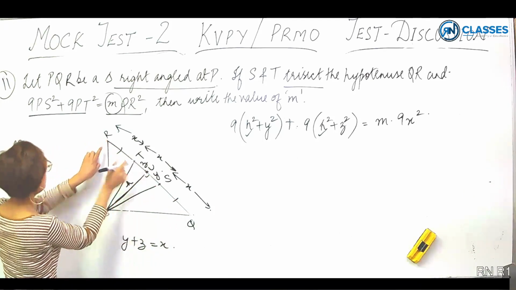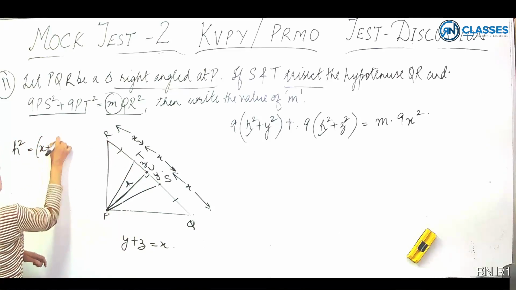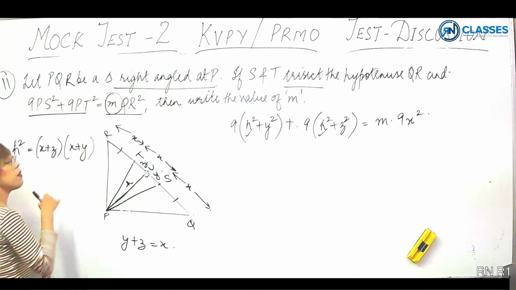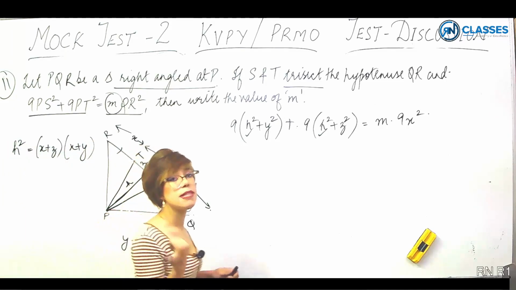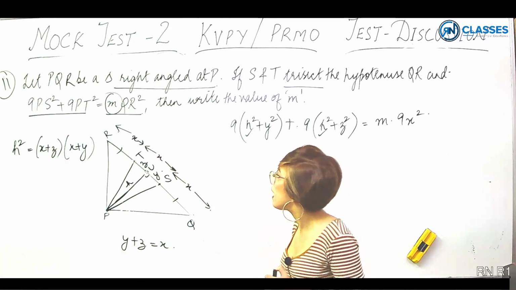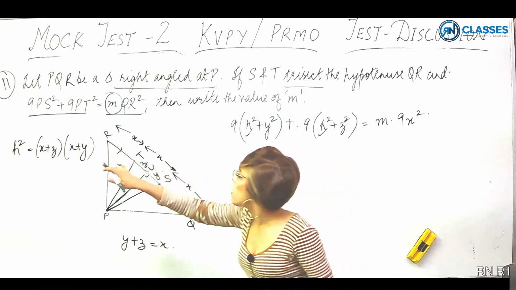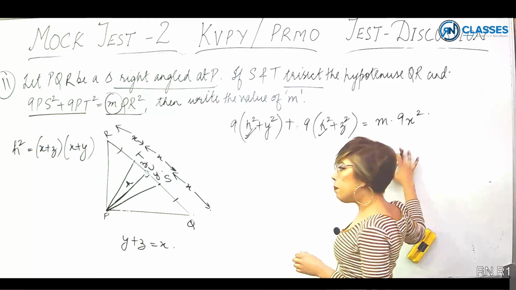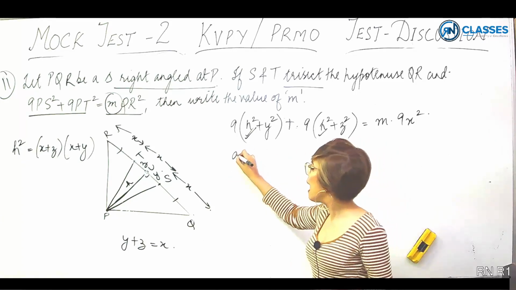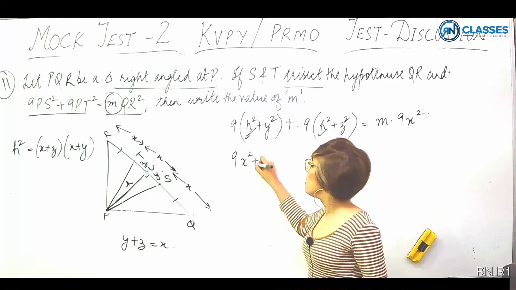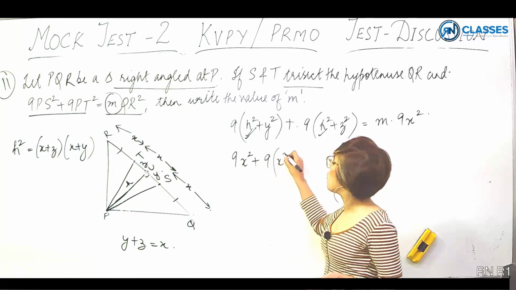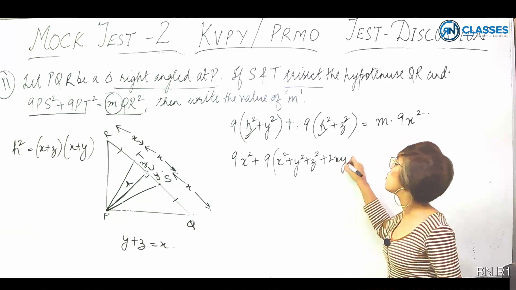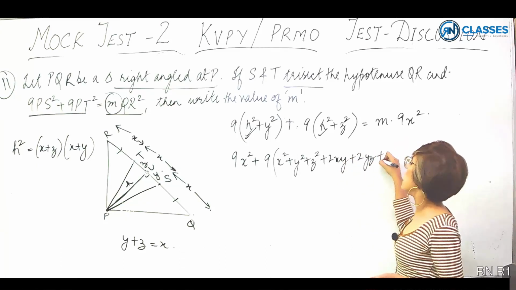So X plus Z into this, which is X plus Y. You can easily prove this by similarity of triangles, right? So that means instead of H square, you can write this. And once you open it up, you basically will get 9x square plus 9 into x square plus y square plus z square plus 2xy plus 2yz plus 2zx.